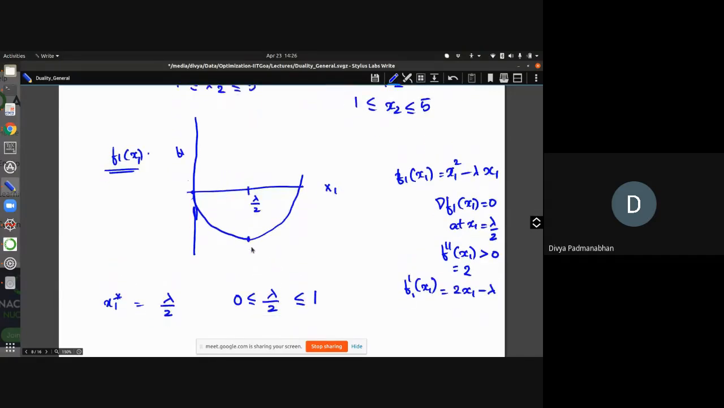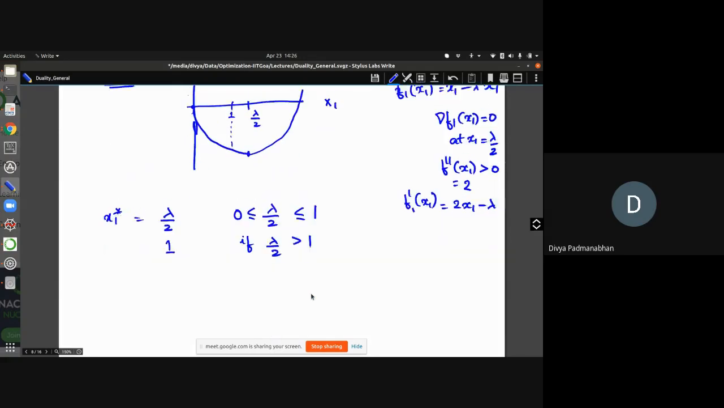Okay, but suppose lambda by 2 is to the right of 1. In this case, the minimum would be this point 1 itself. So this is if lambda by 2 is greater than 1.